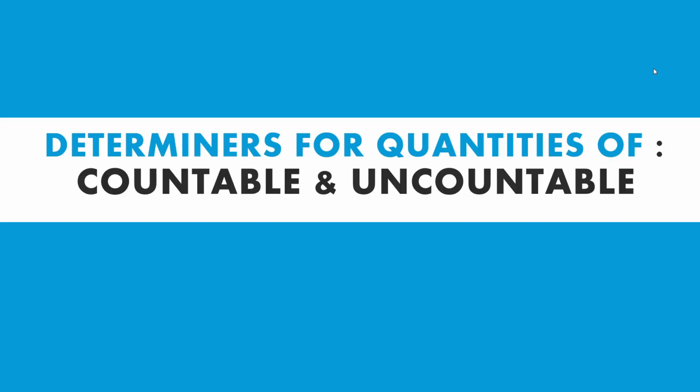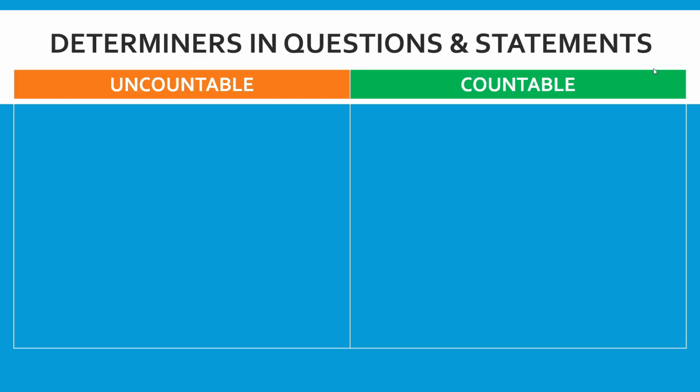Now let us move on to the second activity of our lesson today, which is to know the determiners for quantities of countable and uncountable nouns. Let's take a look at this table again. This time we are still using uncountable and also countable table. However, I am going to group the determiners according to each group.